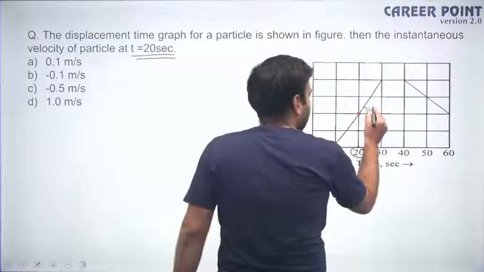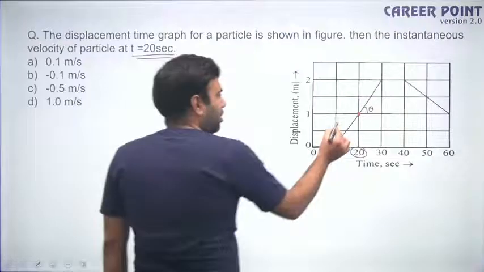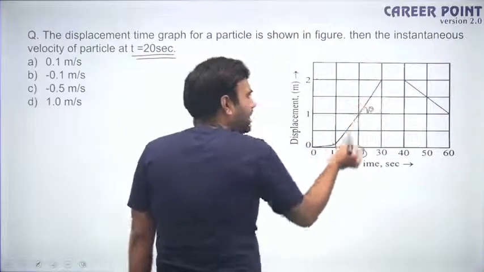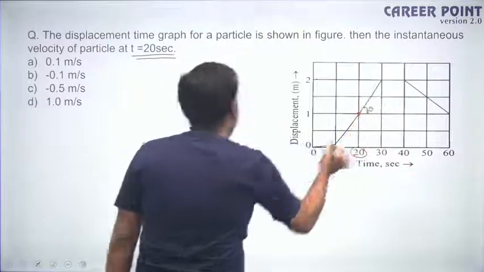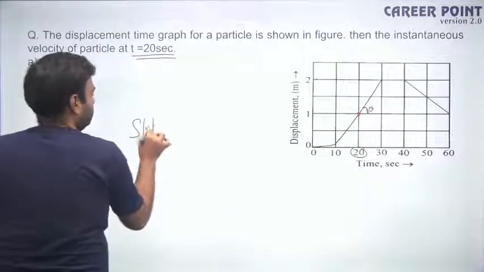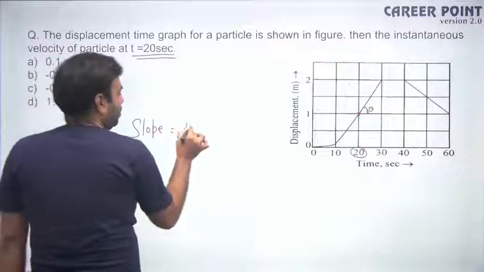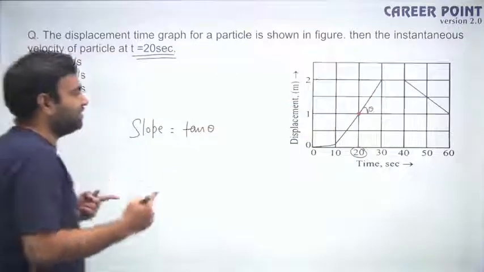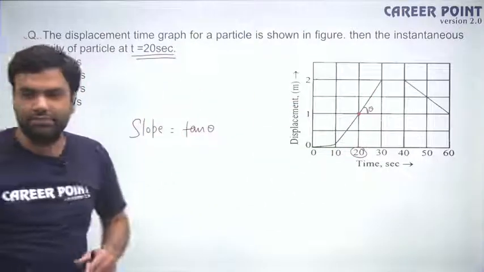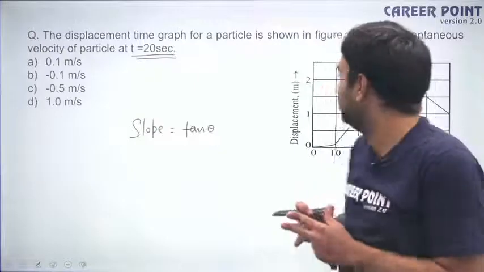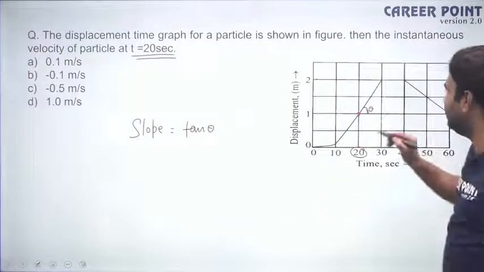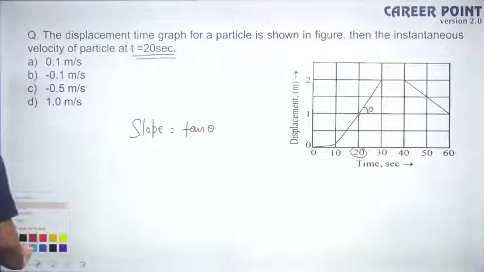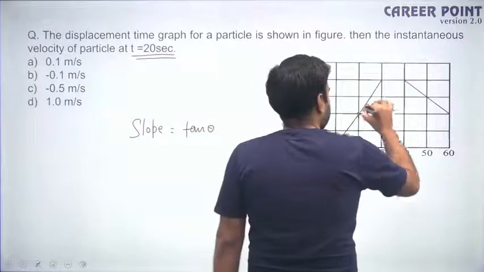First of all, we have to draw a tangent at this point. Because this is a straight line, the tangent will be the same straight line. Now the slope of this tangent is equal to tan theta. If we can calculate tan theta, that will be the instantaneous velocity at t equals 20 seconds. Now see how we can calculate tan theta. We have this triangle.